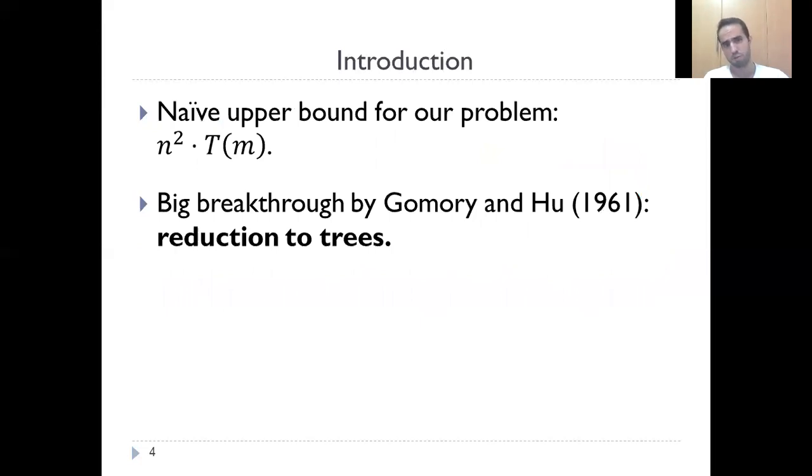Now, the naive approach to solve this problem would be to apply a single pair max flow algorithm for each pair, ending up in n squared applications of max flow running time.